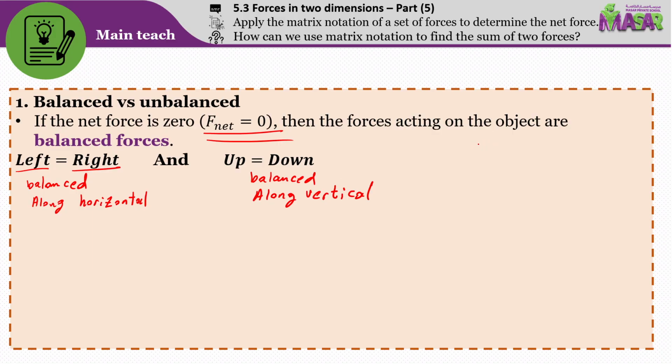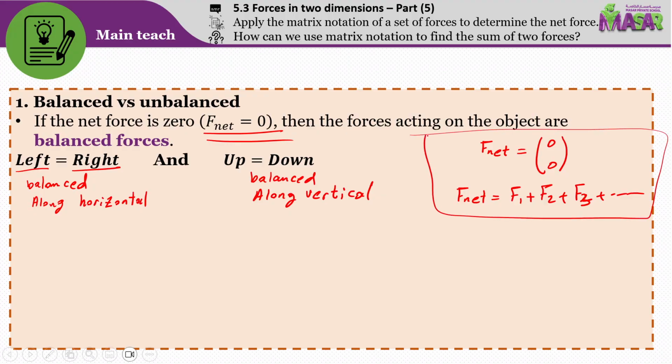On the other hand, if we have balanced forces, then the F net is equal to 0 in the matrix notation. We know that the F net can be calculated using the matrix notation as F1 plus F2 plus F3, etc. So we have two different methods to use whenever we have balanced forces. We can evaluate left and right, up and down, or we can evaluate the matrix notation of the corresponding force or forces.